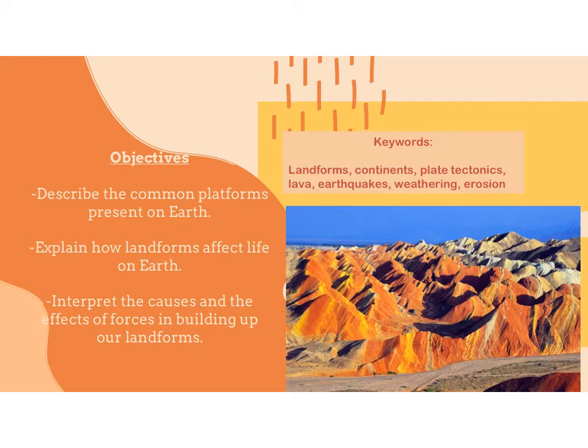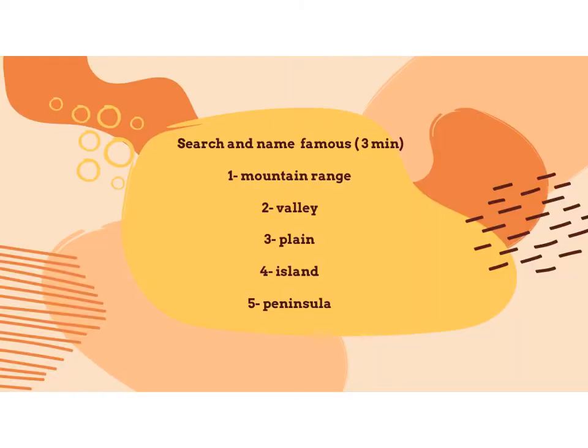On your copybook, please write these keywords. You have to summarize these keywords in your own words on your copybook. Pause this video for 3 minutes and search to find a famous mountain range, valley, plain, island, and peninsula.